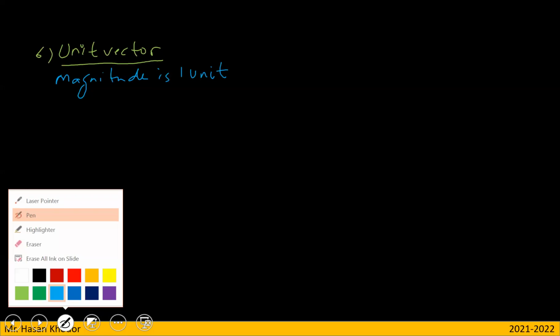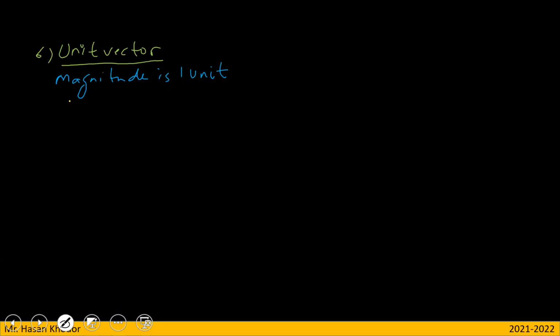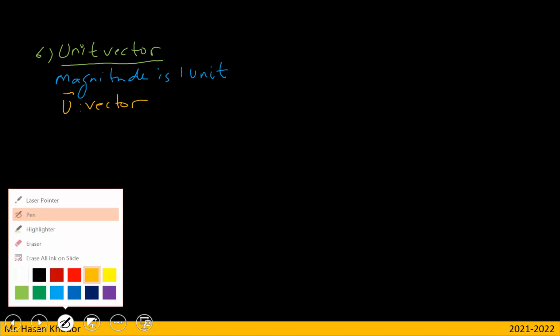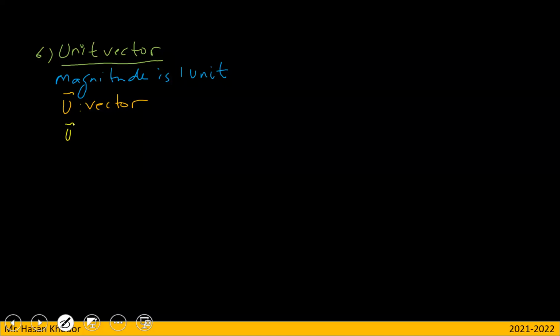Now, if we have a vector u, let's say I have a vector u. The u like this is called a vector, some vector. How do we denote the magnitude of the vector? We denote the magnitude of the vector like this. We put u between two absolute value signs. This is called the magnitude of vector u.